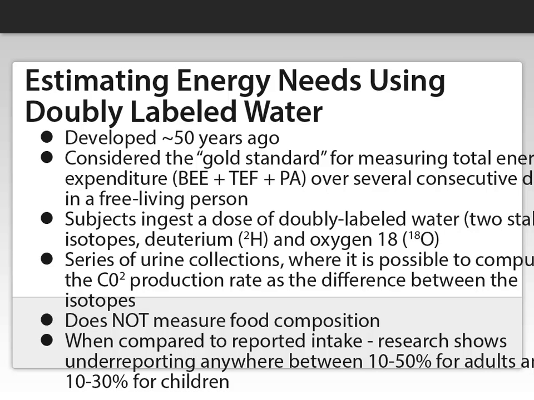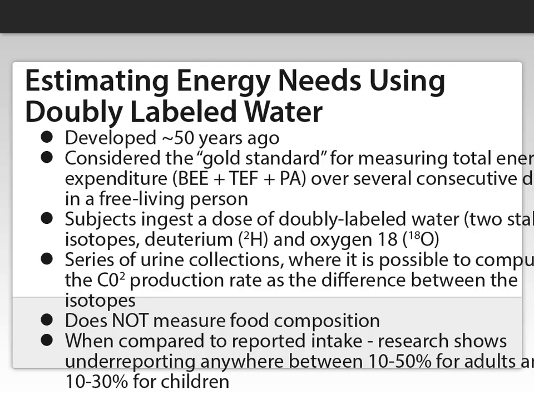Subjects ingest a dose of doubly labeled water, which is 2 stable isotopes, deuterium and oxygen-18. And in order to do the calculation, you have to collect a series of urine collections, where it is possible to compute the CO2 production rate, which is the difference between the isotopes. An important thing to note is that it does not measure food composition. It simply measures energy expenditure.